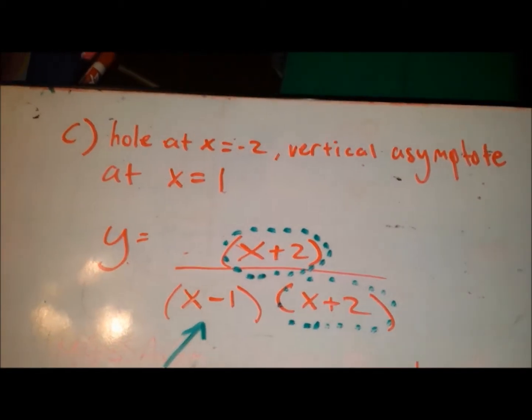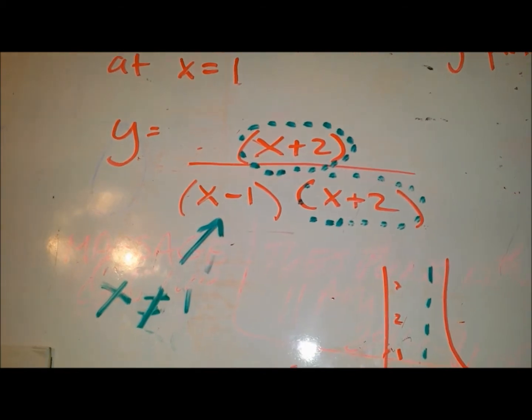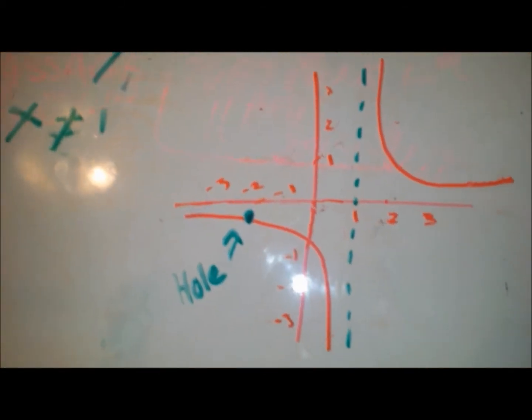When looking at the vertical asymptote at x equals 1, this is the restriction in the denominator. The restriction in the denominator is x cannot equal 1. When looking at the graph, this causes a vertical asymptote at x equals 1.